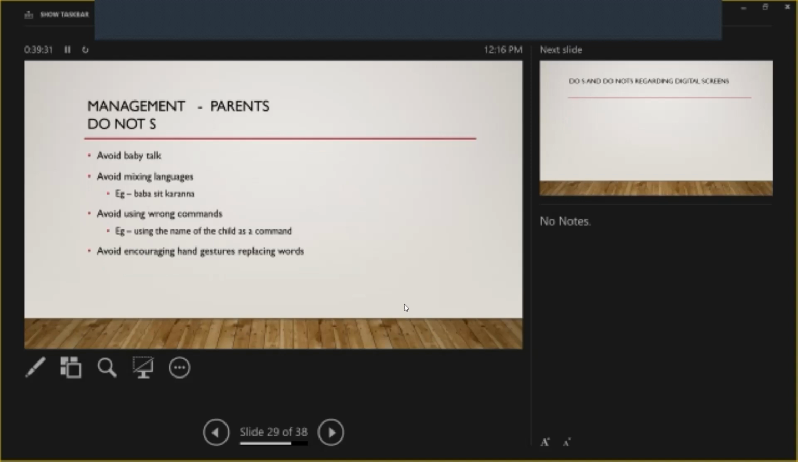Then avoid baby talk, right? To a certain degree, baby talk is okay, right? For a 6-month-old child, baby talk. Sometimes the child is 2 years, 3 years, and the mother is still doing baby talk. That is not good, okay? Baba kakkidan, no, there's nothing called kakki, right? Baba kakada, that's right? No baby talk, right?